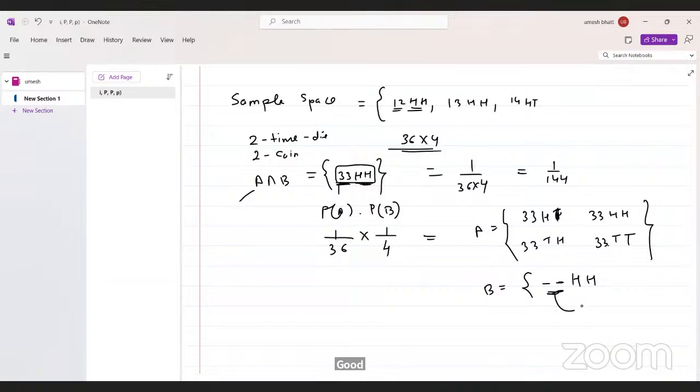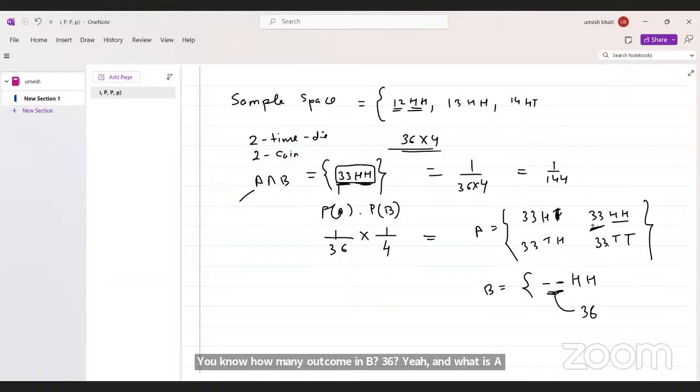How many outcomes in B? 36. And what is A intersection B? It is 3 3 head head. So what is the probability that this event happens? Total outcome is this, 1 divided by this total outcome. Sir, how did you get 36?